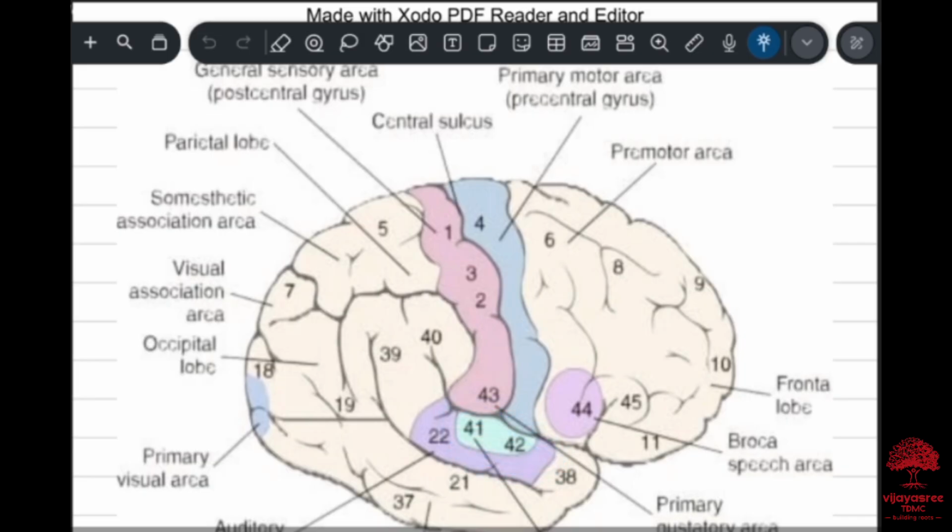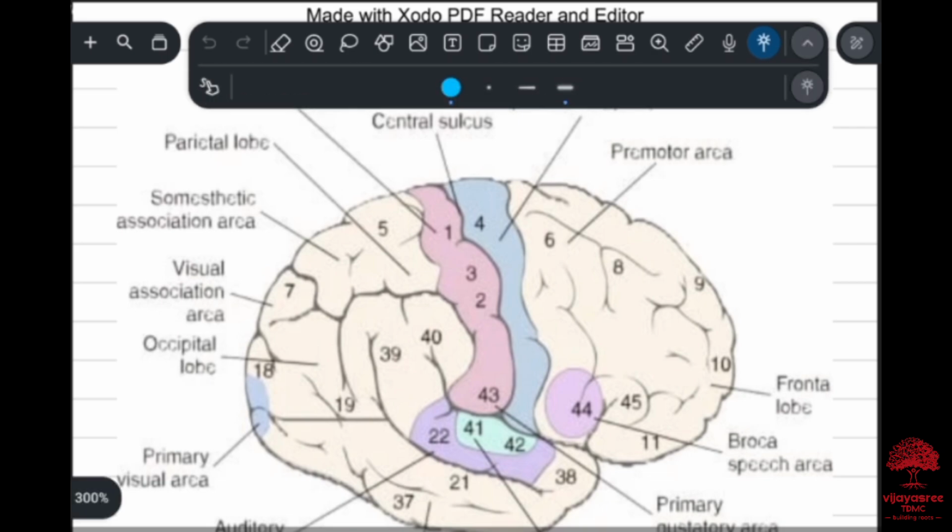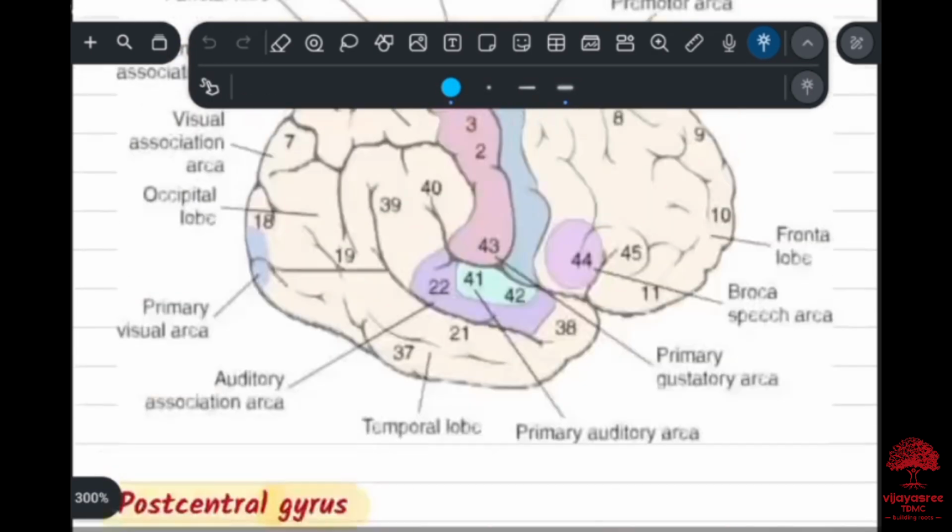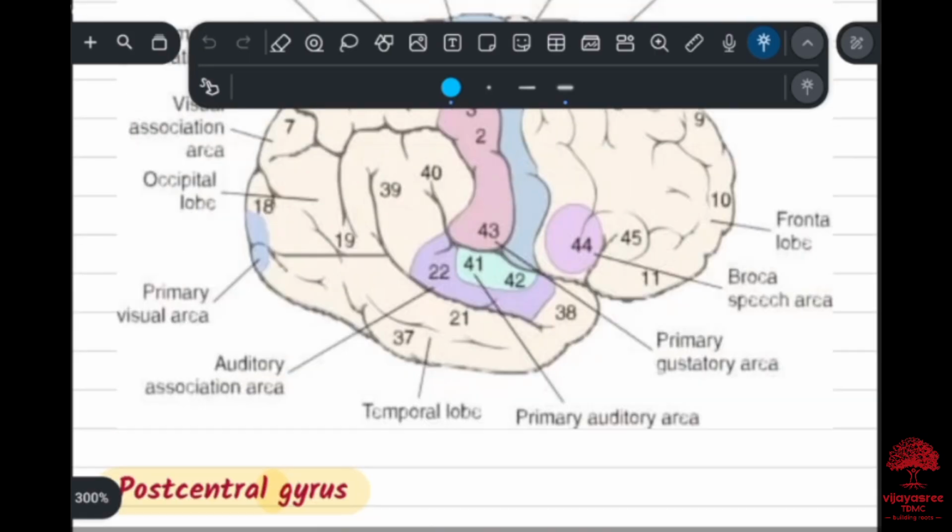They form the primary auditory cortex. Primary auditory cortex, they help in hearing. Then area number 22. This is also very important. Area number 22 is the Wernicke's area. Function is comprehension of speech.